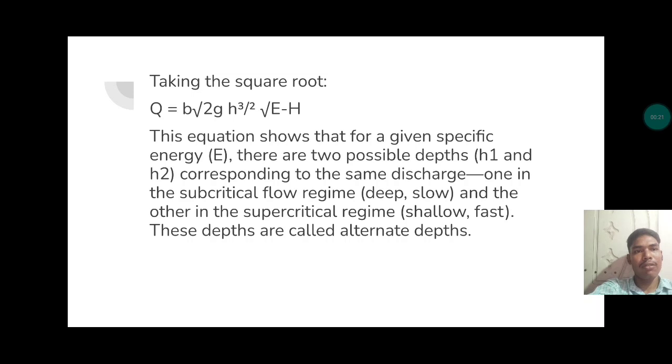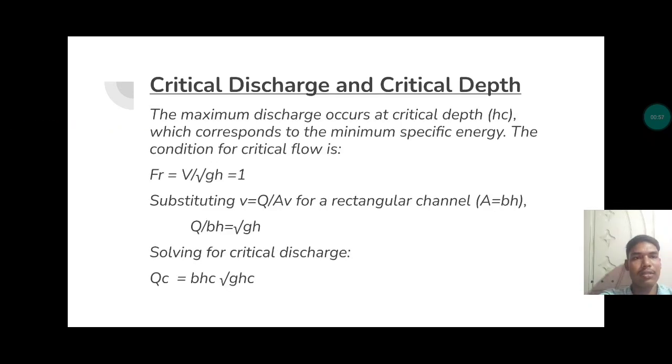This equation shows that for a given specific energy, there are two possible depths, H1 and H2, corresponding to the same discharge. One is in the subcritical flow regime, that is deep and slow, and the other is the supercritical regime, shallow and fast. These depths are called alternative depths.